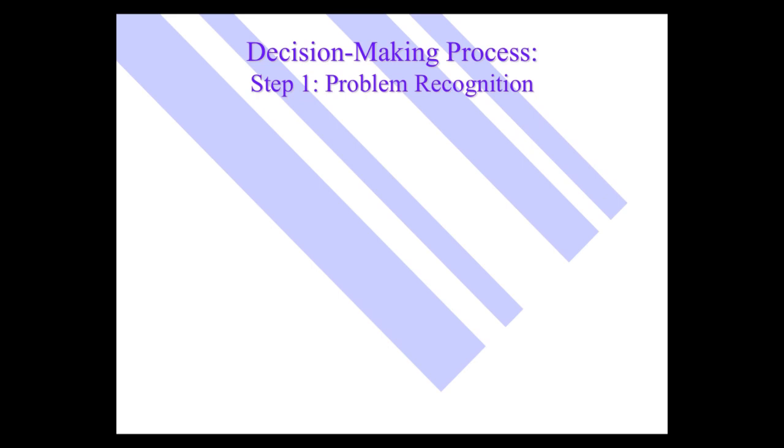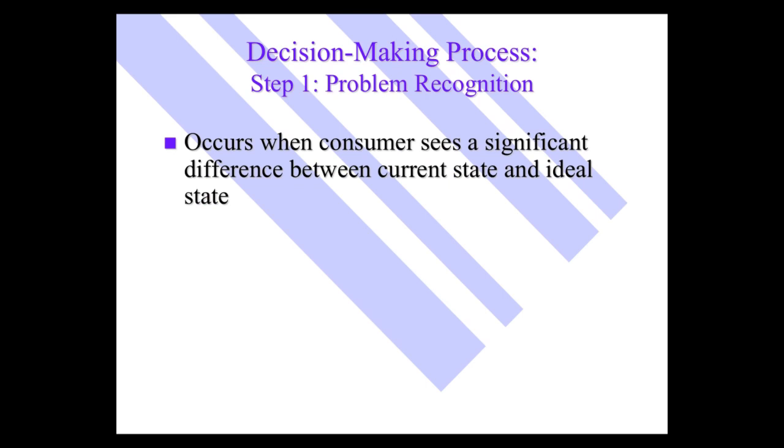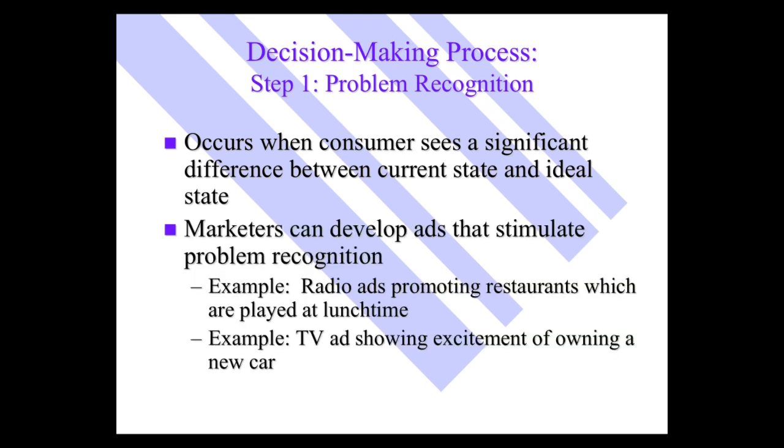Step one, problem recognition. This occurs when the consumer sees a significant difference between the current state and the ideal state. There's a problem. Marketers can develop ads that stimulate problem recognition. For example, radio ads promoting restaurants which are played at lunchtime, or TV ads showing the excitement of owning a new car. So, step one, problem recognition.